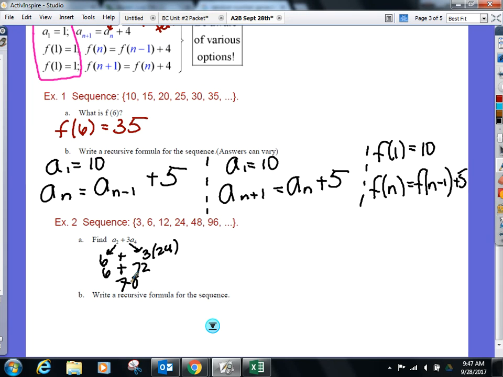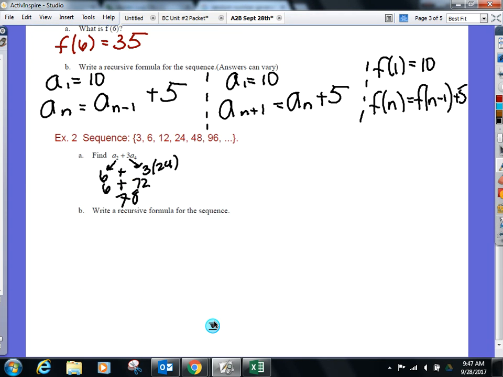Any issues, questions? Okay. Because the answers are going to vary here, can you write a recursive formula here for me? First off, what's the pattern? Figure out the pattern before I write the formula. What do I do to the previous term? Multiply by 2. So whichever way you do it, I don't care which form you pick, you still have to give me the first term, whether that's a sub 1 or f of 1. You still need to give me the first term as 3.